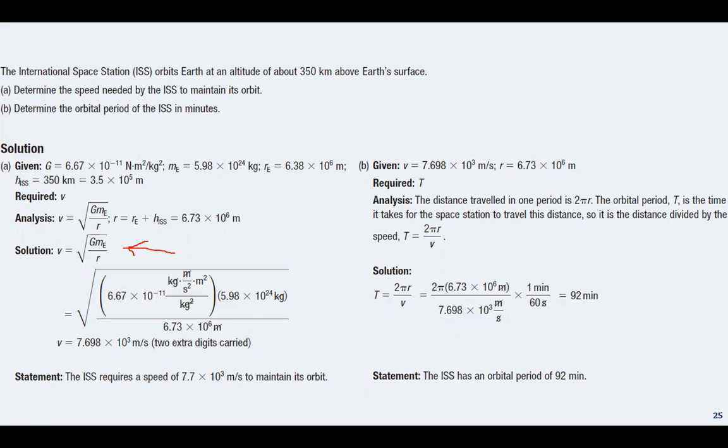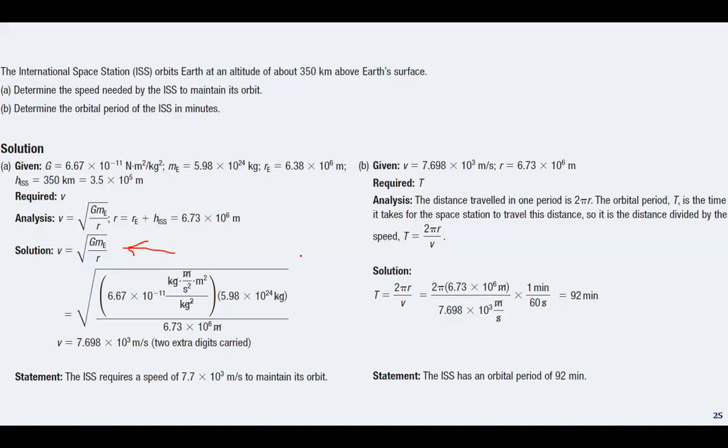Then put all the values in. We know the linear speed, or the speed of the ISS, should equal 7.698 times 10 raised to the power of 3 meters per second. So the ISS requires a speed of 7.7 times 10 raised to the power of 3 meters per second to maintain its orbit.